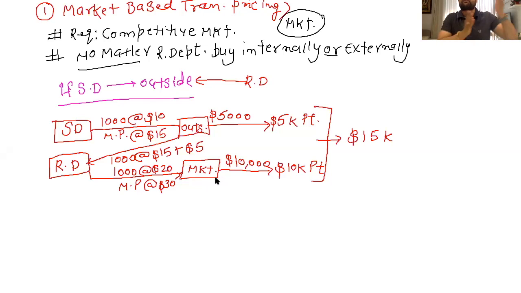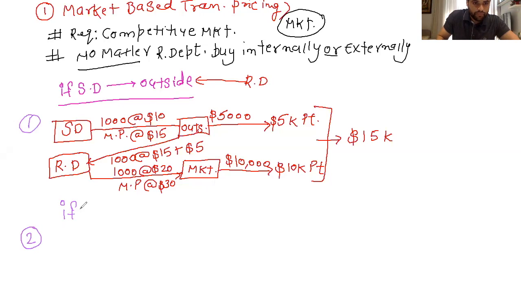So this is the example when the supplying division is not supplying to the receiving division. The receiving division is buying from outside, because no matter whether you buy inside or outside, the price will be the same. Now I'm going to give you one more example. This is example one. So I'm going to give you the second example.